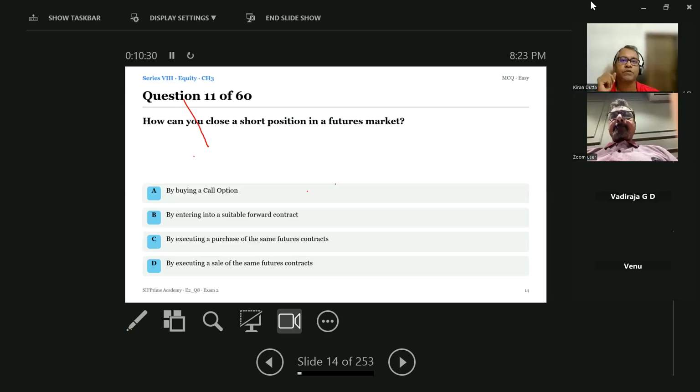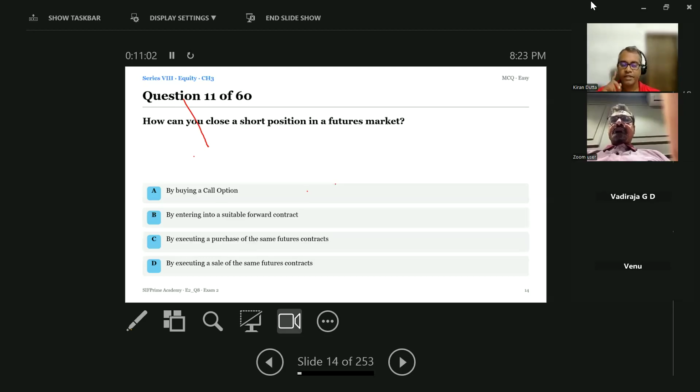Again, guys, most of the questions can be done by elimination only. When we are talking about futures, he's talking about forward contract. Is there any comparison? No comparison, right? So eliminate B. Now, let's go to D, executing the sale of the same future contract. I'm looking to close a short position. What will I sell then? I can't do anything, right? So what is the answer? If I have to close a short position, I have to buy a similar contract and close the position so that both are negated. Everyone got it? So the answer is C.